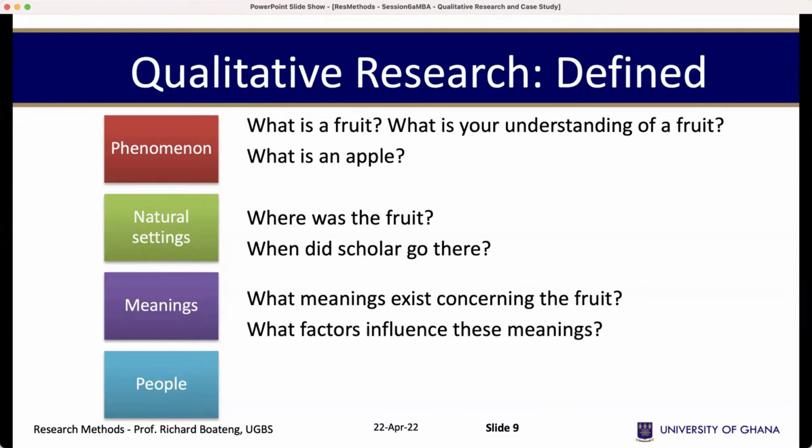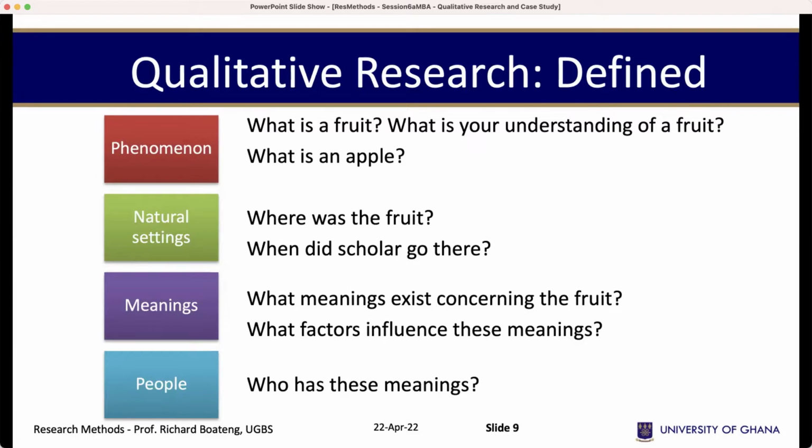Okay, what factors influence these meanings? And then lastly, who has these meanings? So in qualitative research, you are trying to study a phenomenon, but you have to make sure that the three other dimensions of the phenomenon are captured well. What you are going to do in the qualitative research is that you are going to appreciate where the phenomenon is taking place, when you are going to study the phenomenon, what is happening in that particular context in which the phenomenon is taking place, what meanings exist concerning it, and who are those who hold those meanings?